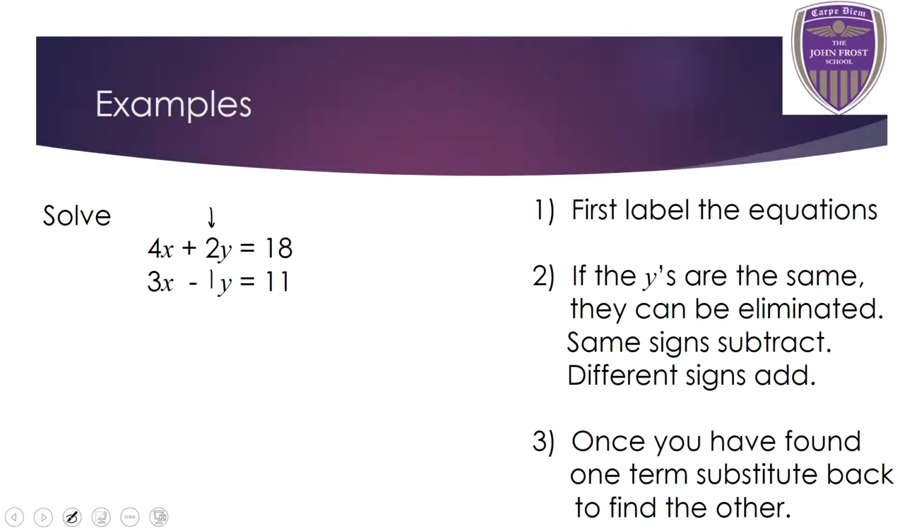If I look carefully, once I've labeled my equations 1 and 2, I can make equation 2 up to 2y by multiplying it by 2. Again, I need to multiply through the whole of this equation here by 2.